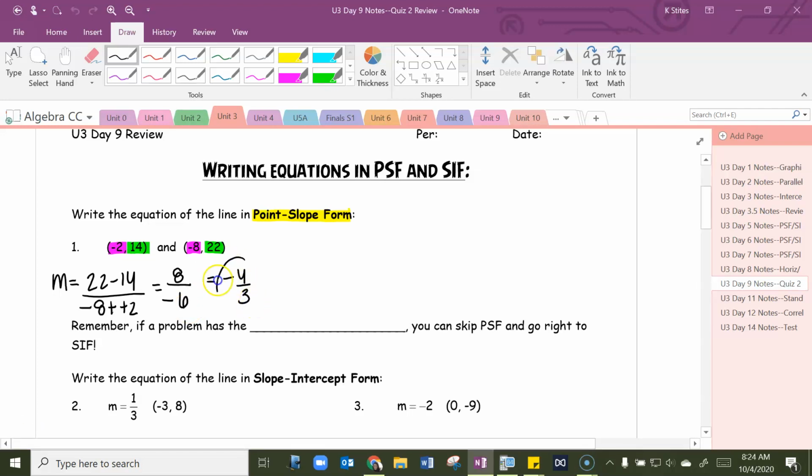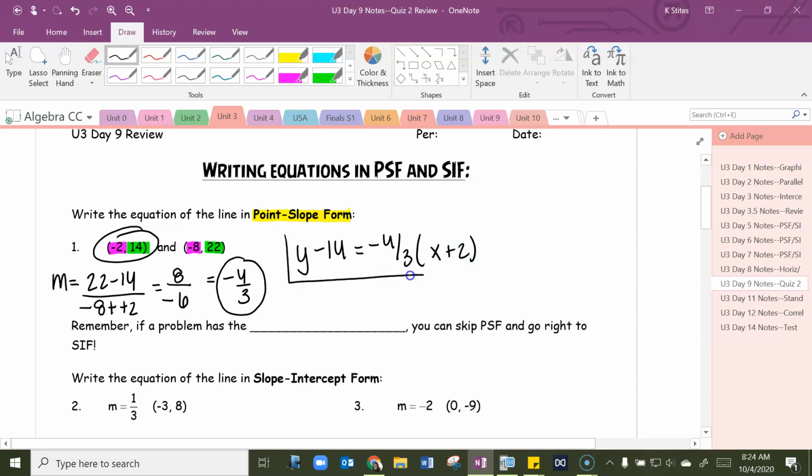Now that we have our slope, we can go ahead and write PSF using a point of our choice. So I'm just going to use this first one, and we'll do y and the opposite of our y coordinate, so minus 14 equals our slope, and then x, and then the opposite of our x coordinate, so plus 2. And there's your point slope form. We aren't distributing or solving this because point slope, P for leave it in parentheses.